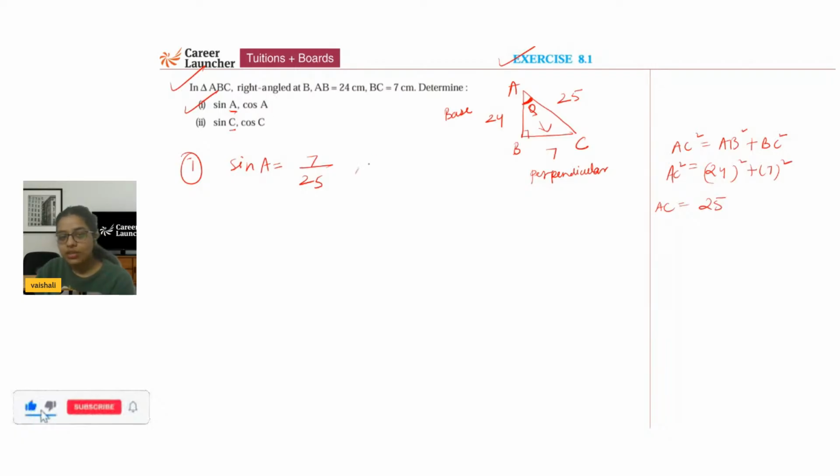And we can also calculate cos of A. The angle is with respect to A itself once again. तो यहाँ पे हम निकालेंगे base upon hypotenuse, which is 24 upon 25, and we are done with the first part. Now let's look into the second part.